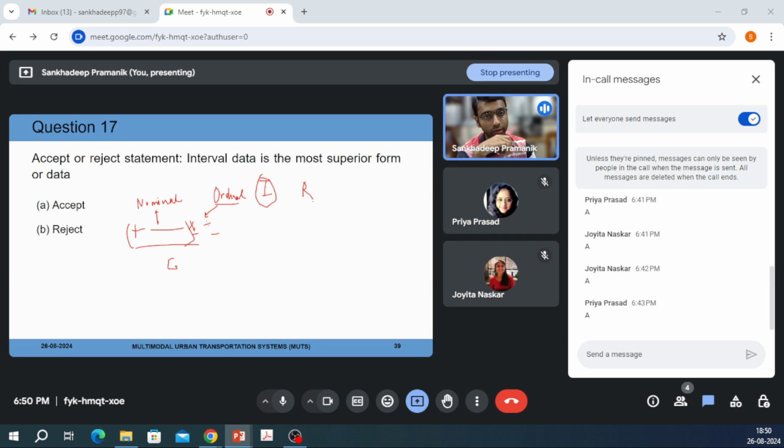And for ratio data, all the operations are available: you can add, subtract, multiply, or divide. So ratio data is said to be the most superior form of data. So this statement will be rejected.